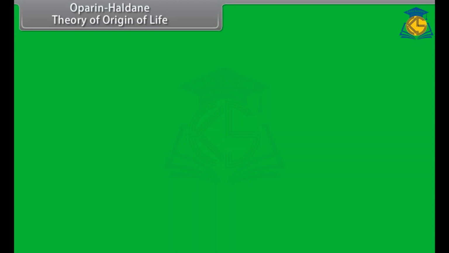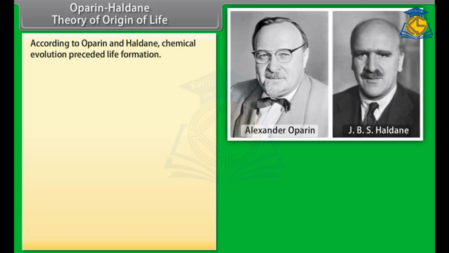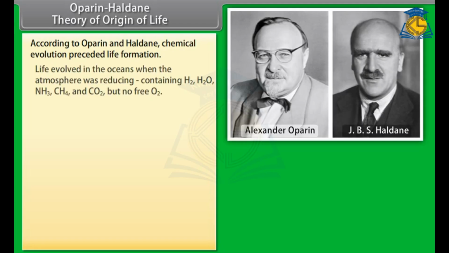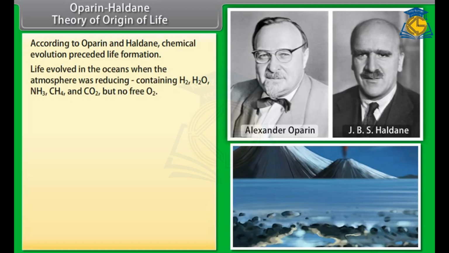Oparin-Haldane theory of origin of life. According to Oparin and Haldane, chemical evolution preceded life formation. Life evolved in the oceans when the atmosphere was reducing, containing H2, H2O, NH3, CH4, and CO2, but no free O2.